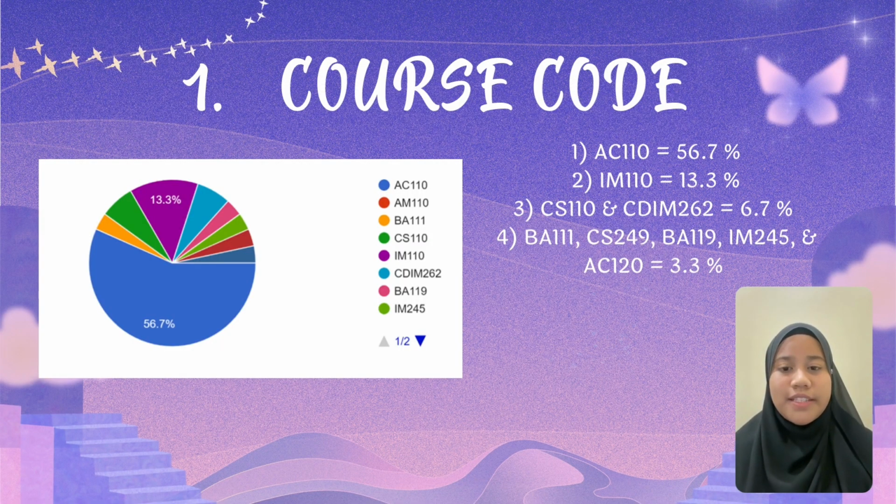The first question is course code. As we see from the pie chart, most of the students come from SC110. The second is from IM110. The third is from CS110 and CDIM262.